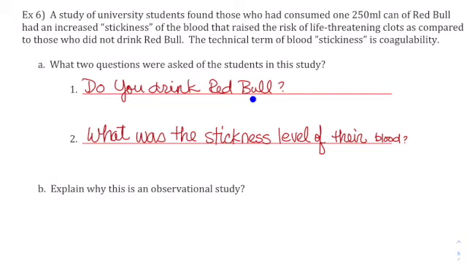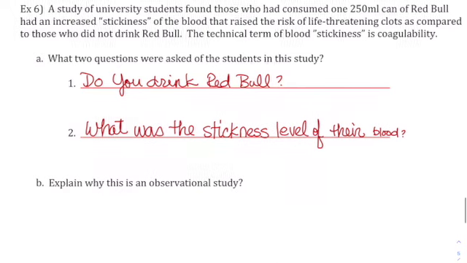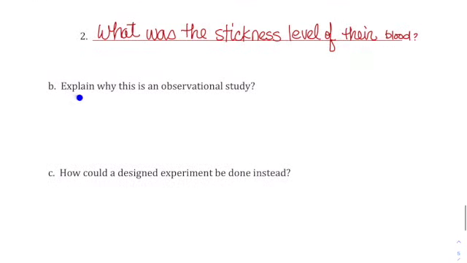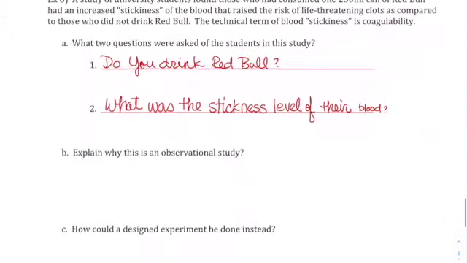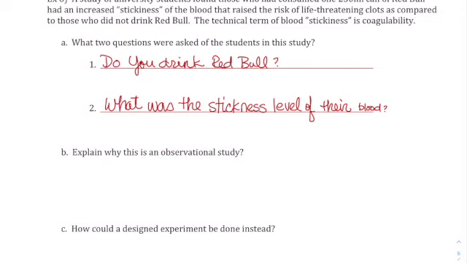So here are the two questions asked of the students in this study. Do you drink Red Bull? Right here. And then what was the thickness level of their blood? It increased thickness. So in this case, we don't know how much they drink, and that caused the thickness of the blood level. There's two questions there. All right. Now, explain why this is an observational study. Well, the reason is that the researcher did not control anything. Research does not do anything to the students. Research just asked the question. That's why it's an observational study.